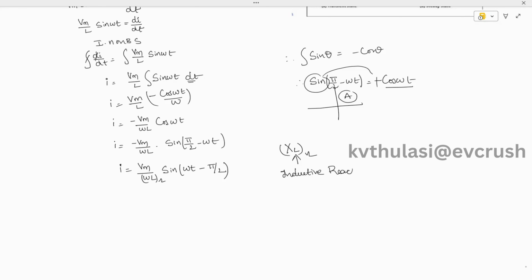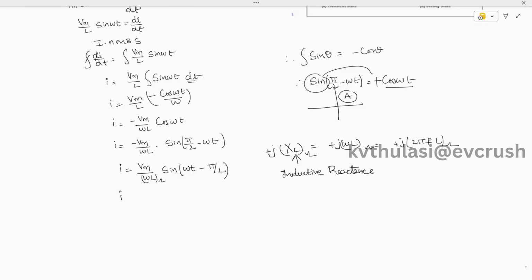L is nothing but inductance and X is nothing but reactance. Inductive reactance, generally we will put plus J. Later I will derive why we get plus JXL. So this JXL can be written as plus J omega L ohms. This omega L ohms I can write as 2 pi F L ohms. So this is what we are going to get.